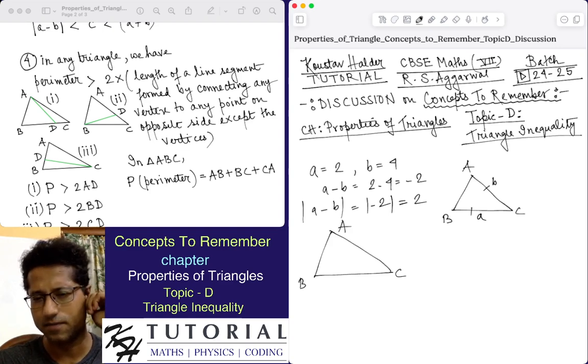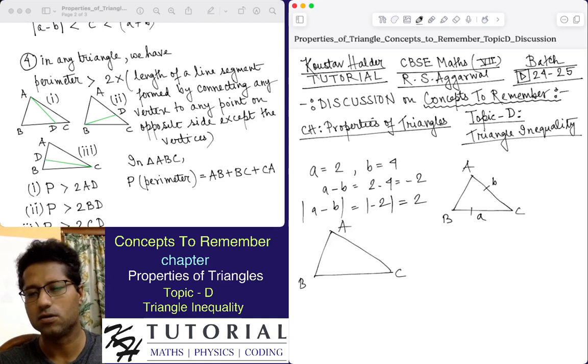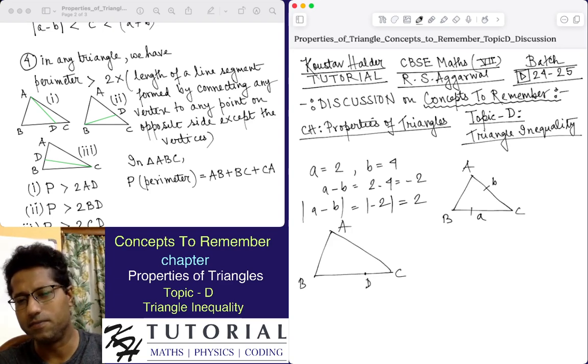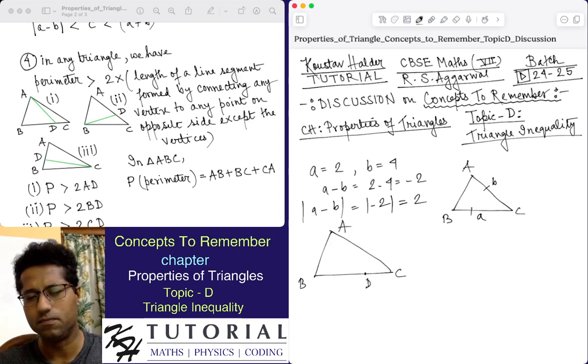Let's say we have a triangle ABC and we take any point on the side BC, and this point should lie on the side BC and will not coincide with the vertices B or C. So let's say I take a point D. It could be anywhere on the side BC. Now if I join A and D, this line segment is what I am talking about.